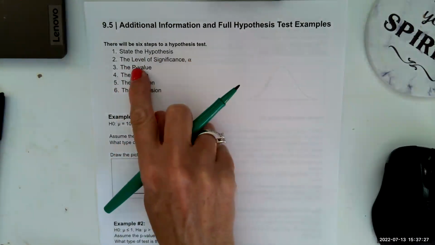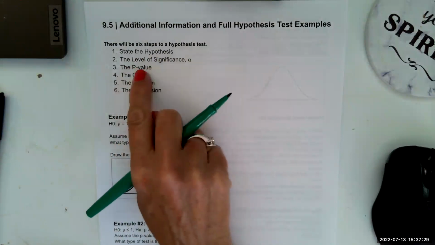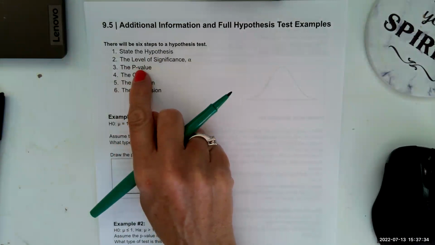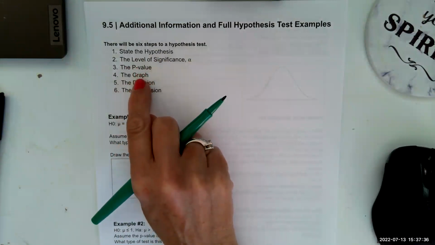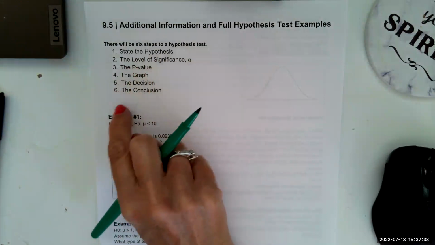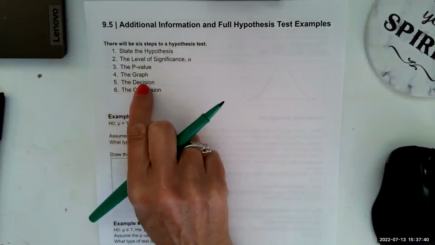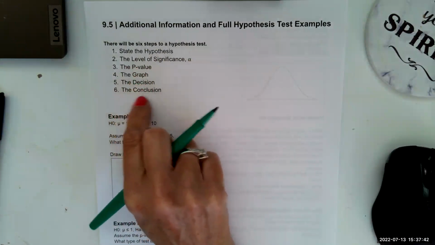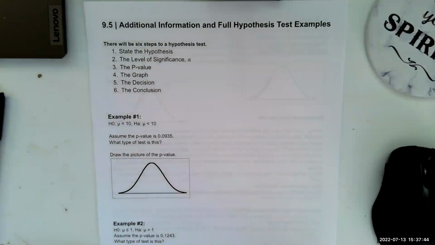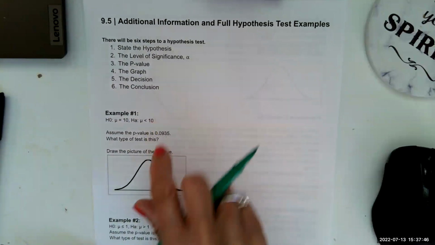Okay. And then we're going to learn how to calculate the p-value, which is the probability of this weird outcome happening if the H0 is true. We're going to draw a graph. We're going to make our decision to reject or do not reject, and then we're going to write a conclusion. So let's start with some of the little pieces.